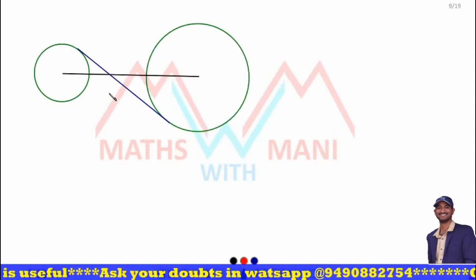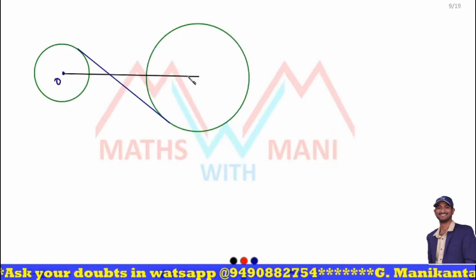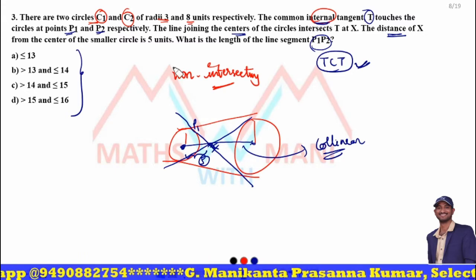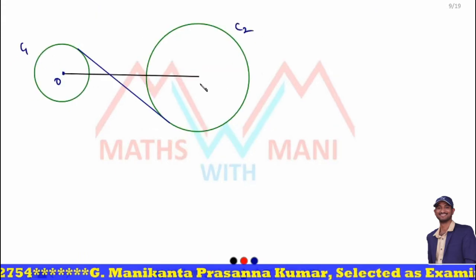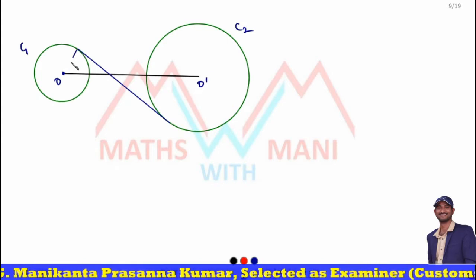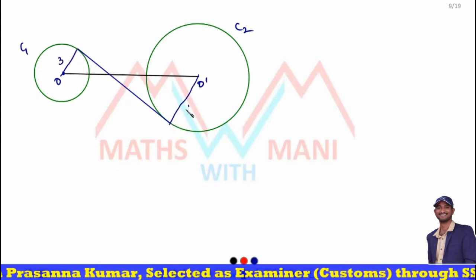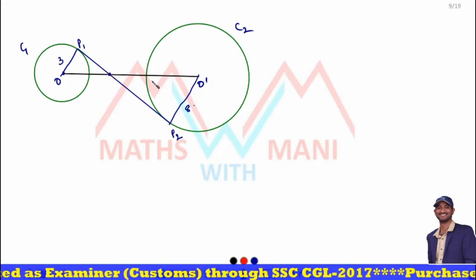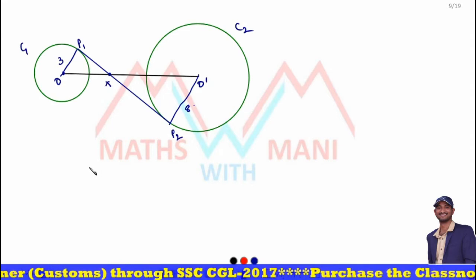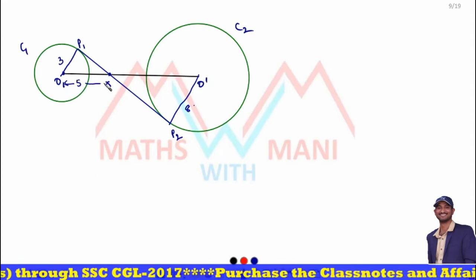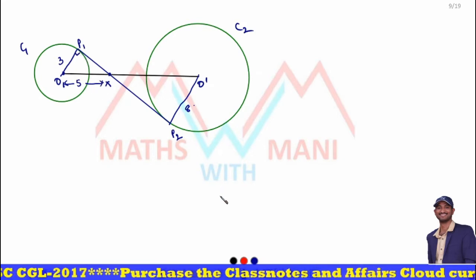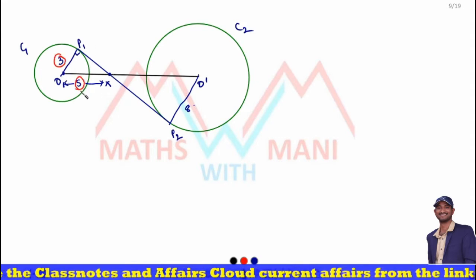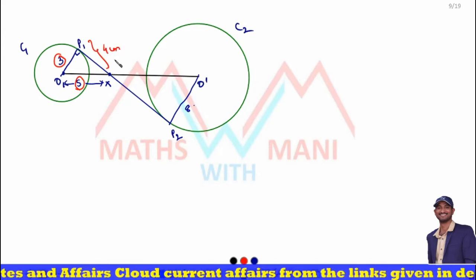Okay, let's see. So these are the circles with centers O and O dash. Centers ఇవ్వలేదు, and this is C1 and it is C2, and the radii are 3 and 8. And this is the tangent P1P2, which intersects the line joining the centers at X. And the distance OX is 5. Since it is a tangent, definitely it is 90 degrees. So in triangle OP1X, it is 3 and hypotenuse 5. So what is the value of P1X? It is 4 centimeters. Yes, sir.